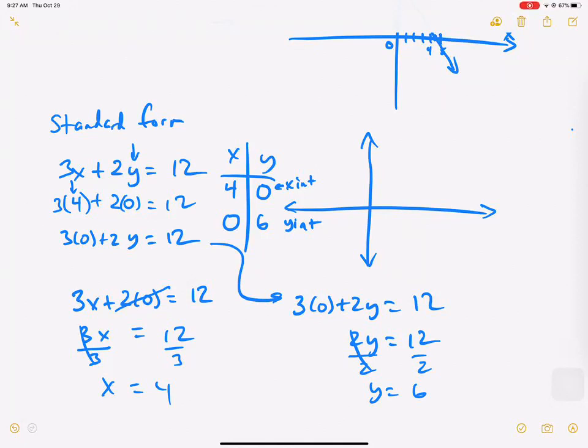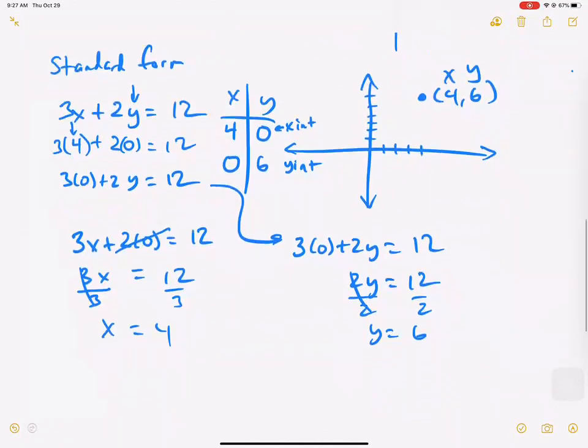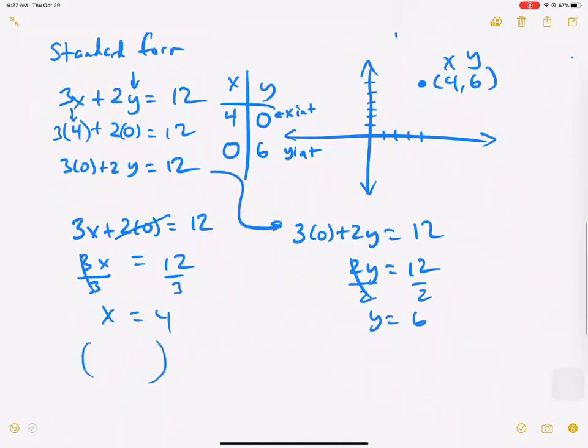So now here is the part that kids mess up. They say x and y is, if x is 1, 2, 3, 4, y is 1, 2, 3, 4, 5, 6. That means this is my answer, 4, 6, because we always see an x and y. And turns out, no. This point has nothing to do with the line. Because what y value do we use when x is 4? When x is 4, your y value is 0. When your y value was 6, our x value was 0.